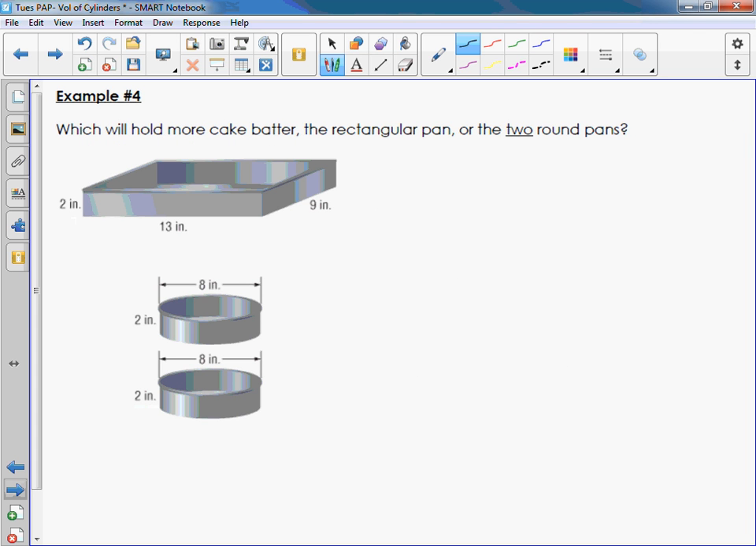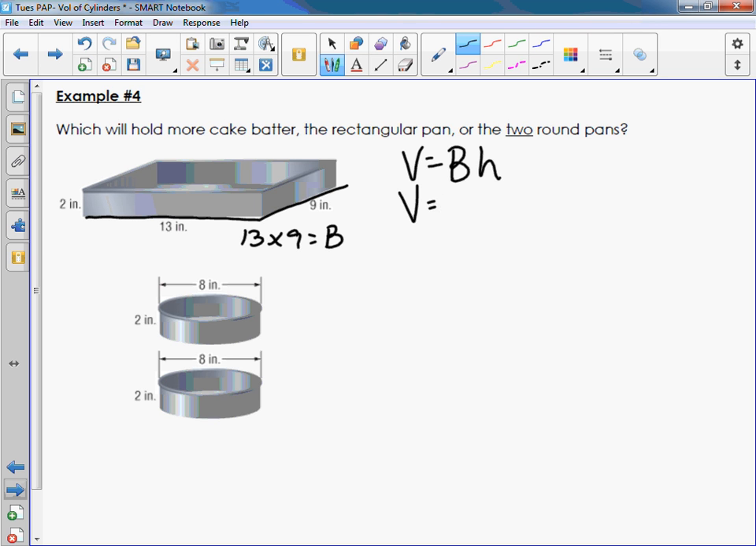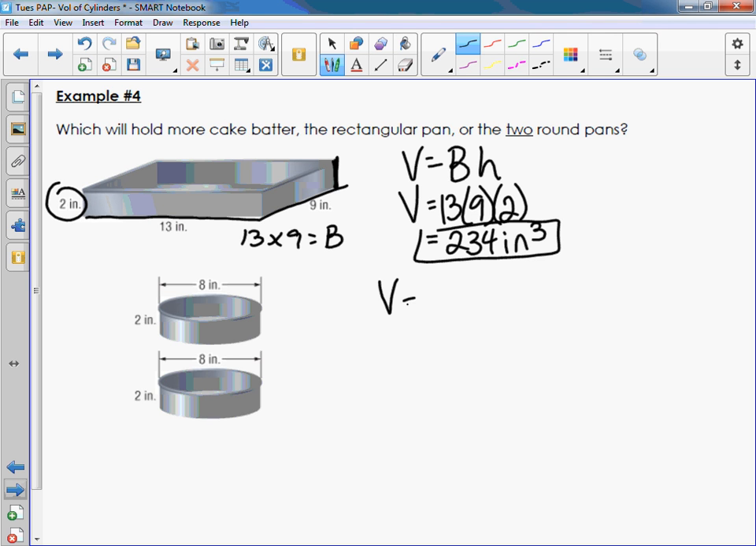And our last example for this part is we are going to figure out which one will hold more, the rectangular pan or the 2 round pans. So remember that volume is still big B times H, except the B here is 13 times 9. So 13 times 9 times the height, which is 2. So 13 times 9 times 2 is 234 inches cubed.